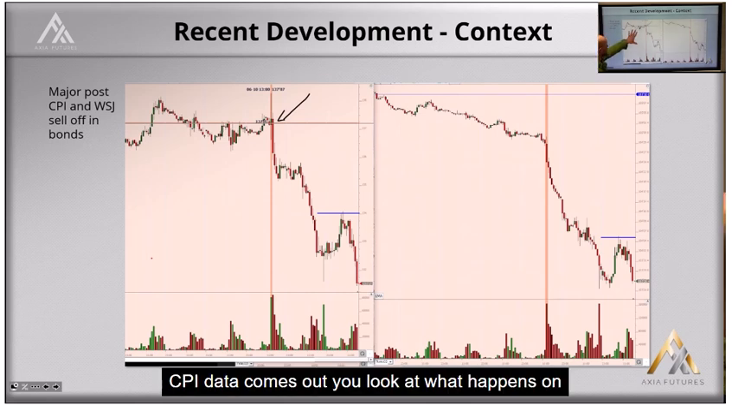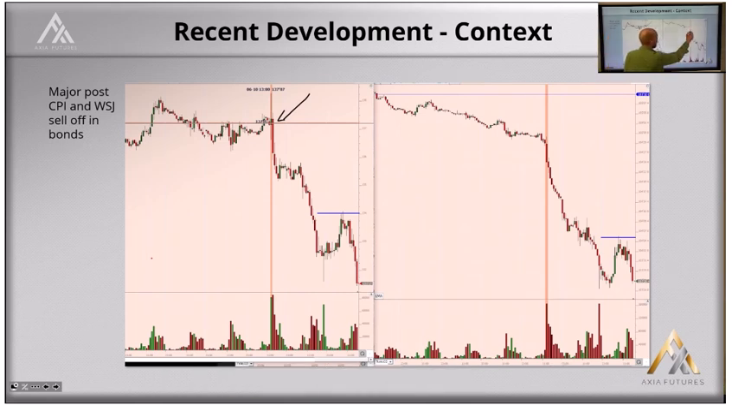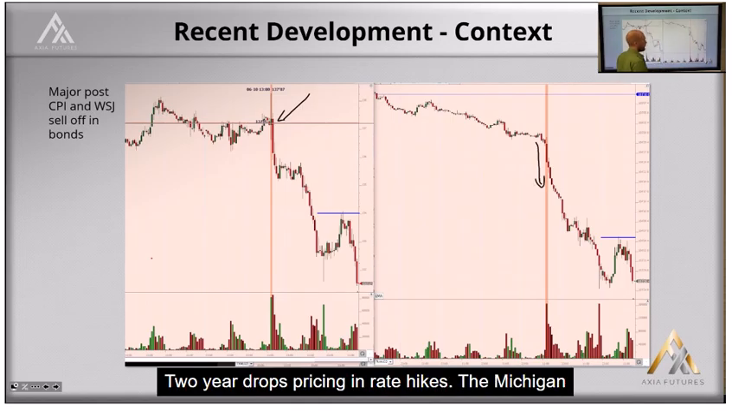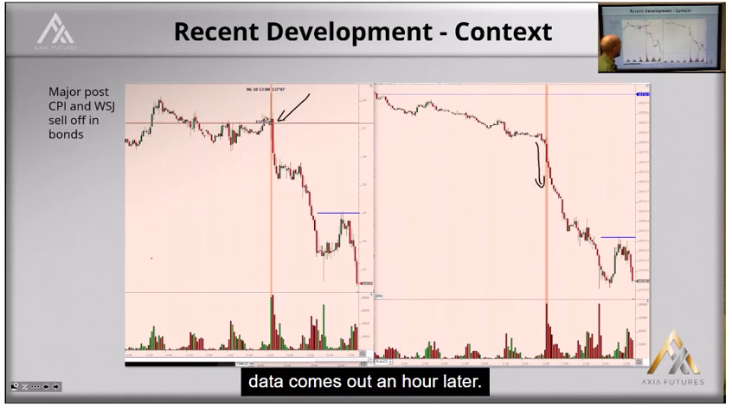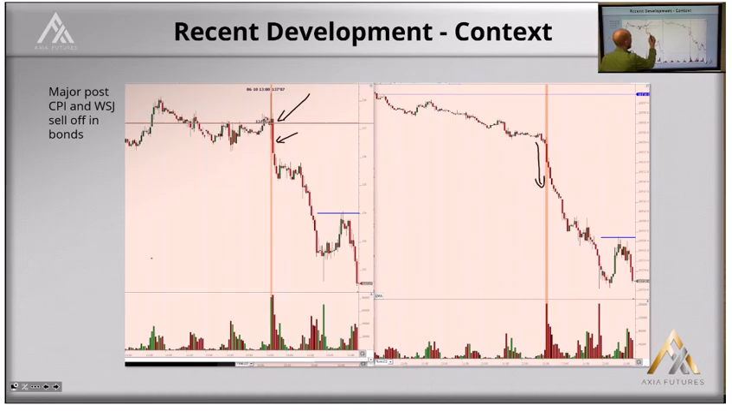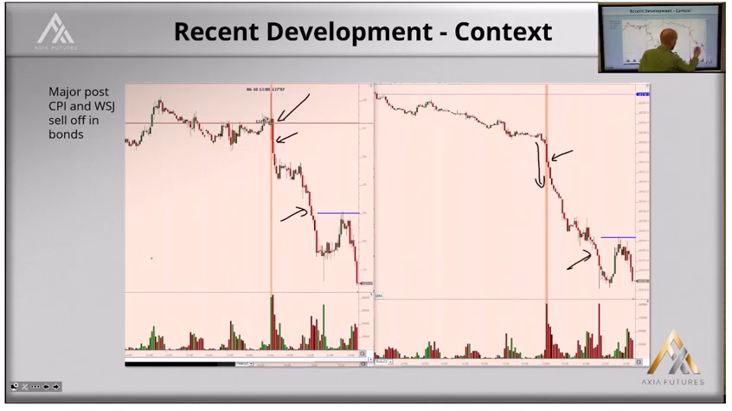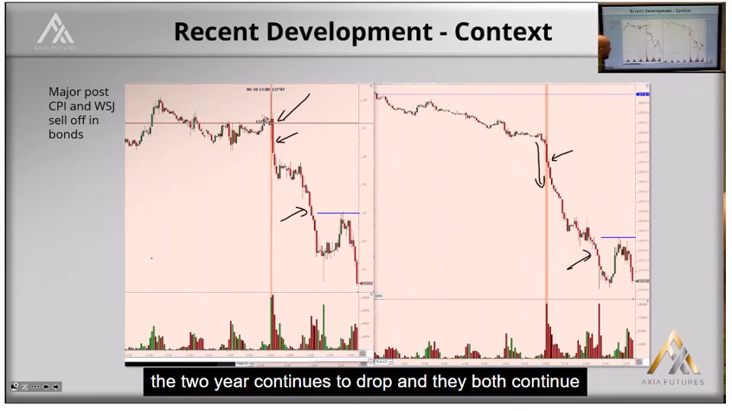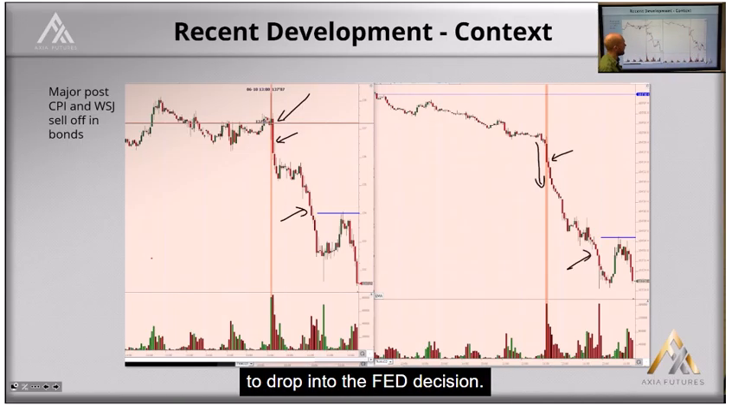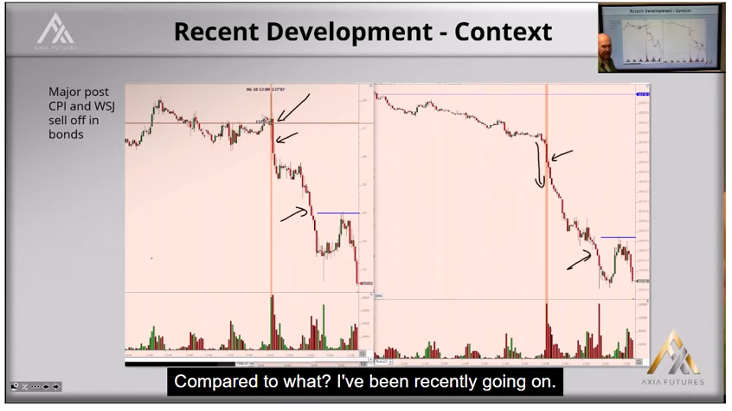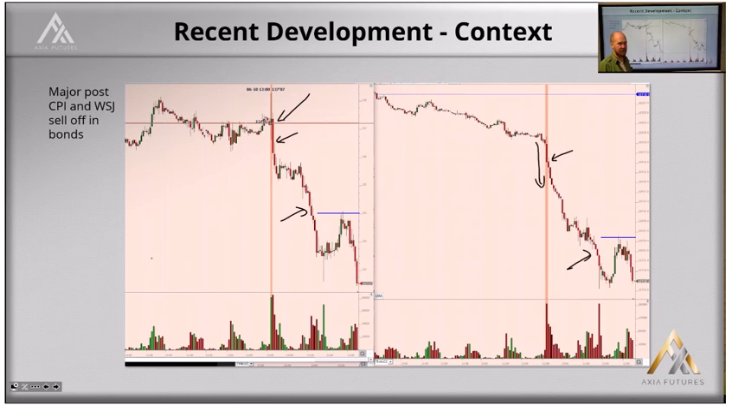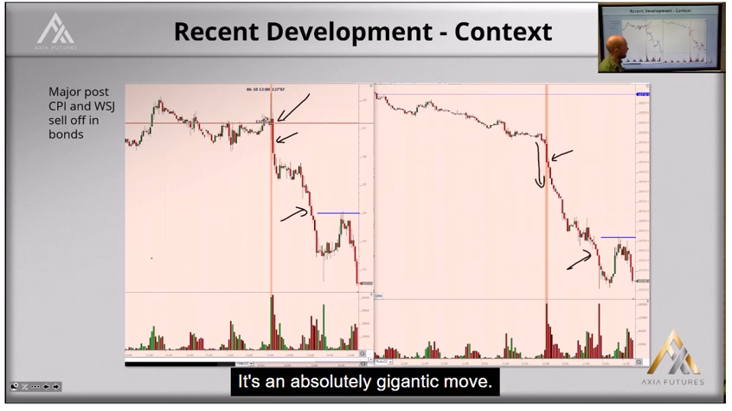So CPI data comes out. You look at what happens on the 2-year. The 2-year drops, pricing in rate hikes. The Michigan data comes out an hour later and the drop continues. The Wall Street Journal article comes out. The 30-year continues to drop. The 2-year continues to drop. And they both continue to drop into the Fed decision. This is a huge move compared to what had been recently going on. It's an absolutely gigantic move.